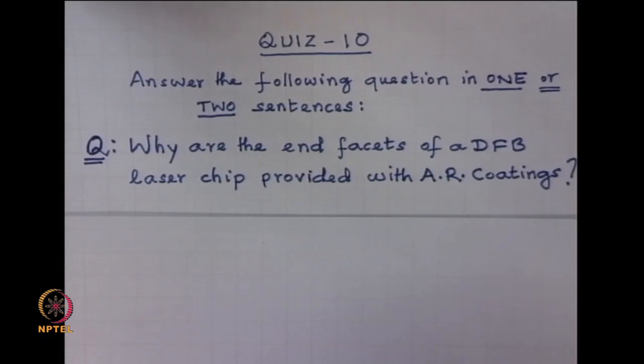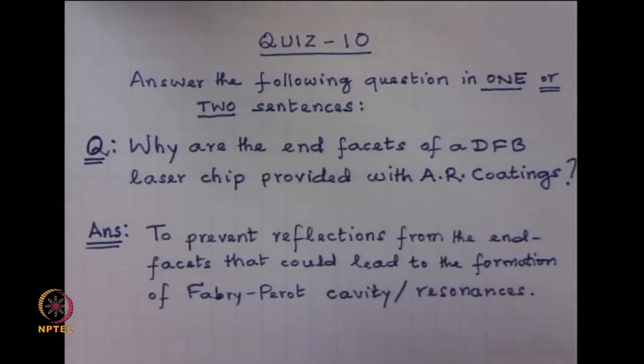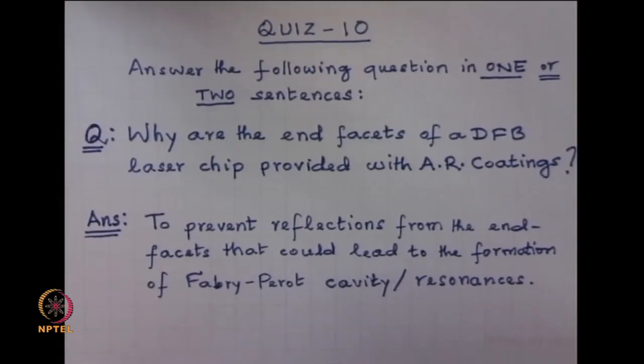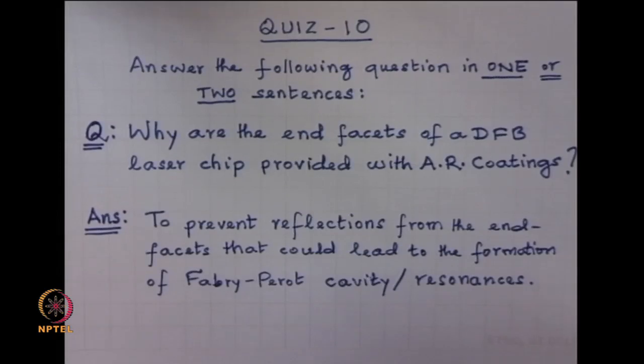So, the question is, I repeat, why are the end facets of a DFB laser chip provided with AR coatings, anti-reflection coatings? The answer is, to prevent reflections from the end facets that could lead to the formation of a Fabry-Perot cavity or resonances.